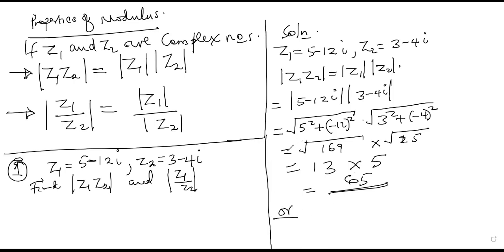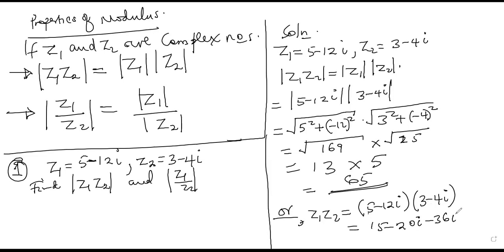Alternatively, you can first get Z1 Z2, because they want the magnitude of Z1 Z2. Z1 Z2 is the same as getting Z1, which is 5 minus 12i, times Z2, which is 3 minus 4i. In the first lesson, I taught you algebra on how to expand this. So it is 5 times 3, that is 15. 5 times negative 4i, that is negative 20i. Negative 12i times 3, that is minus 36i. Then negative 12i times negative 4i, it will be 48.